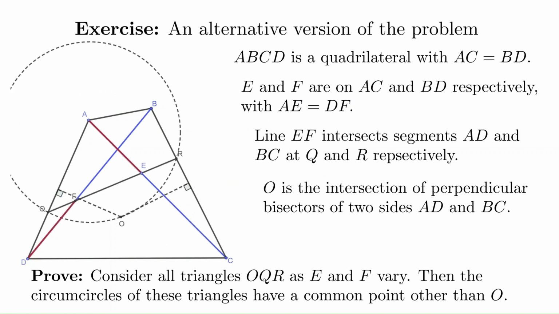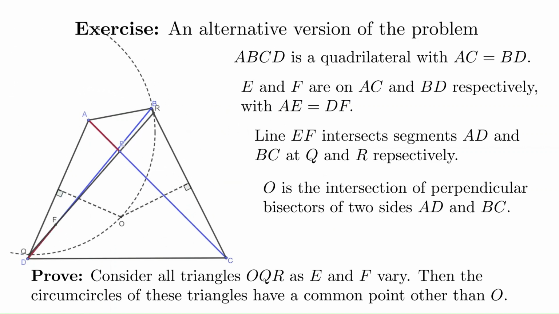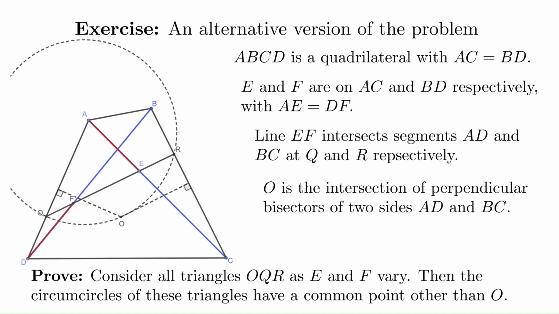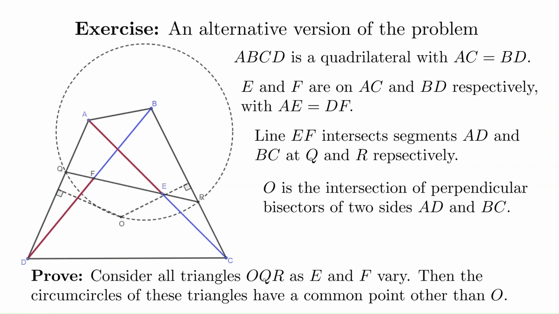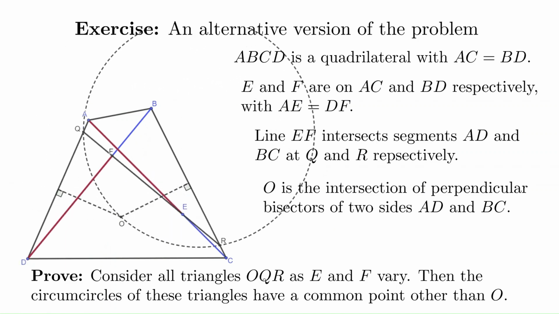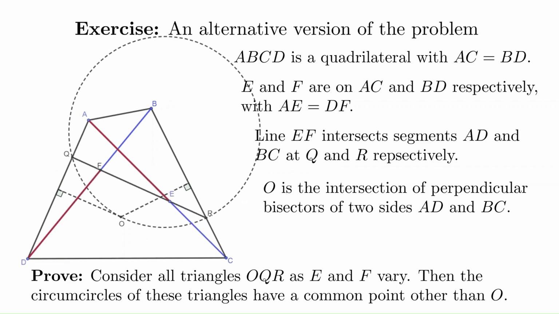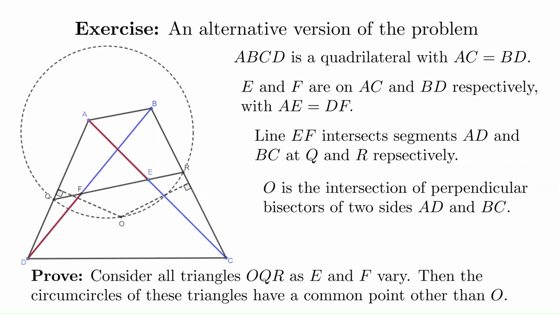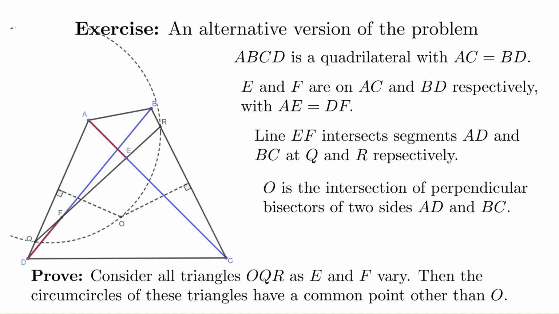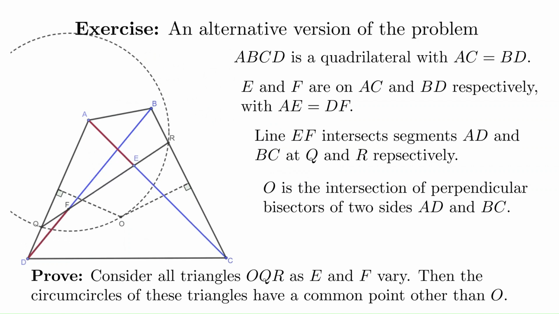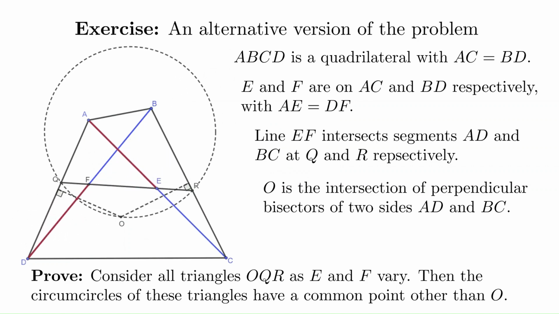This version is easier than the original one because the target fixed point is easier to identify. Try it. You would need two pairs of congruent triangles, three similar isosceles triangles, and angle chasing.